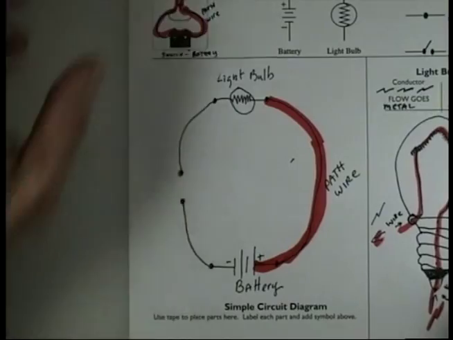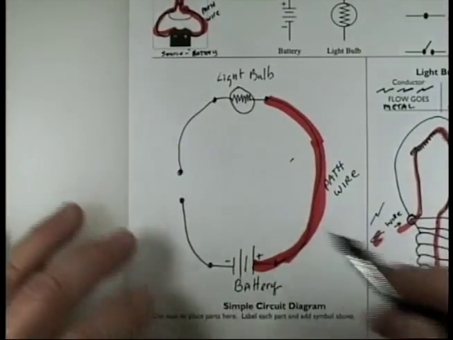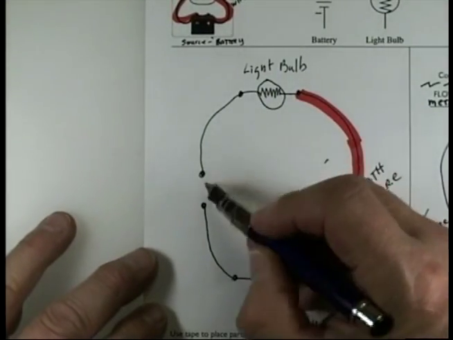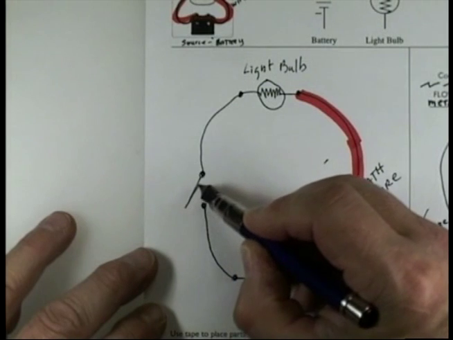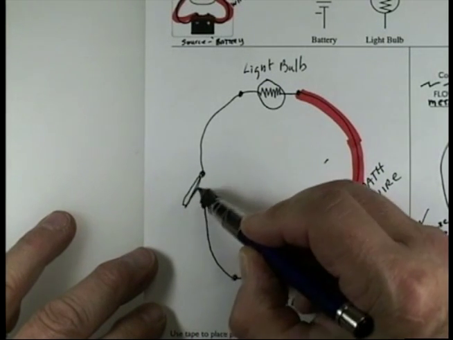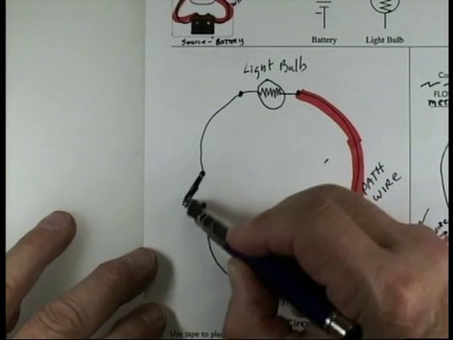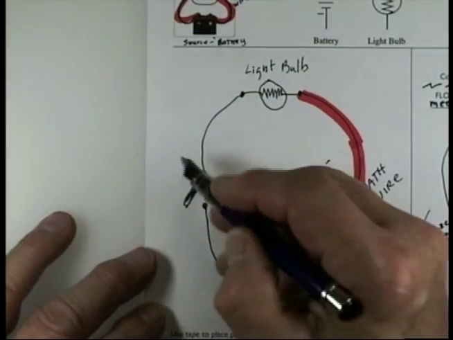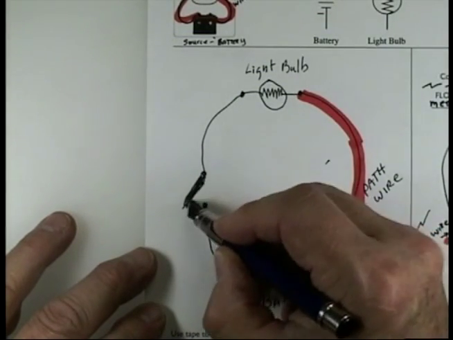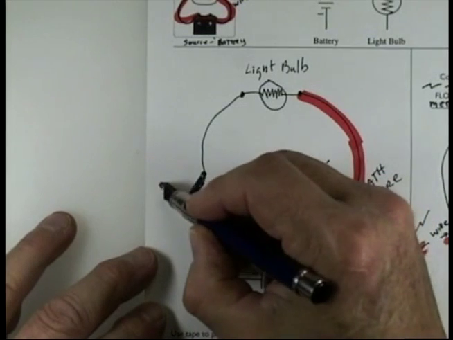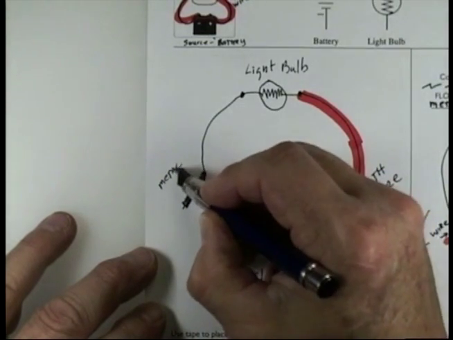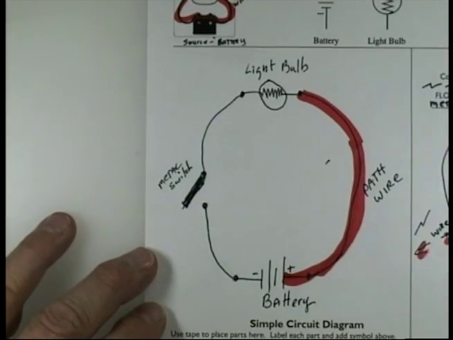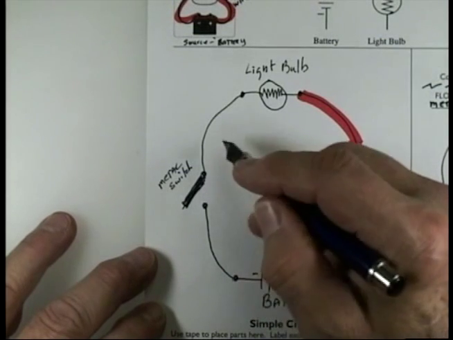And the answer is no. Look, we're in trouble right here. It's not connected. I know, I'm going to make a switch. Now will the light come on? Because I put a switch in here made out of metal, a metal switch. Will the light come on? The answer is no, because it's not touching.